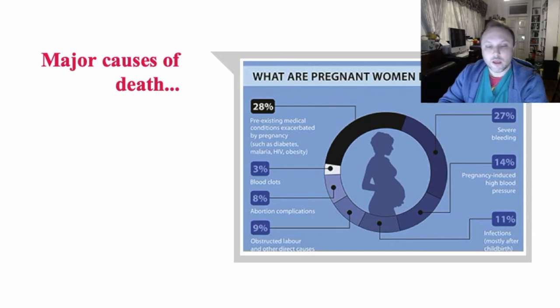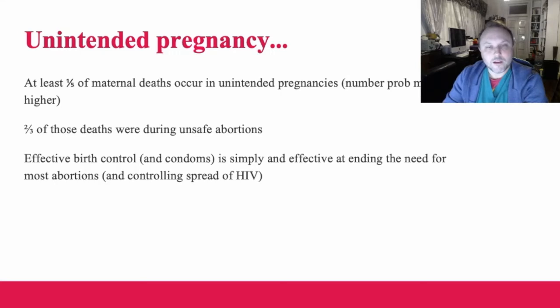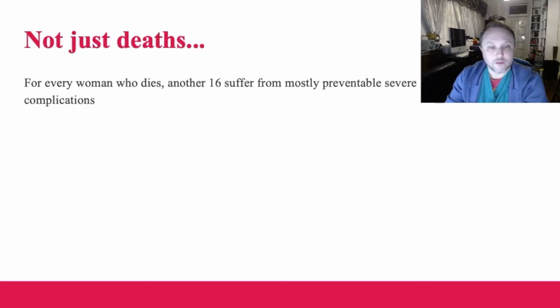Infections that are mostly treatable, obstructed labors, inability to have surgical deliveries, complications of abortions: all things that we really don't see that often in the United States, and 80% of which we think are preventable. Unintended pregnancies: at least a fifth of maternal deaths are related to unintended pregnancies, and 2/3 of those occur when people try to procure unsafe abortions and have septic abortions. So effective birth control in itself is a simple and effective way of dramatically reducing maternal mortality, along with controlling the spread of HIV/AIDS. And of course, death doesn't tell the whole picture. Morbidity is there too. For every woman who dies related to pregnancy, another 16 suffer usually preventable severe complications.